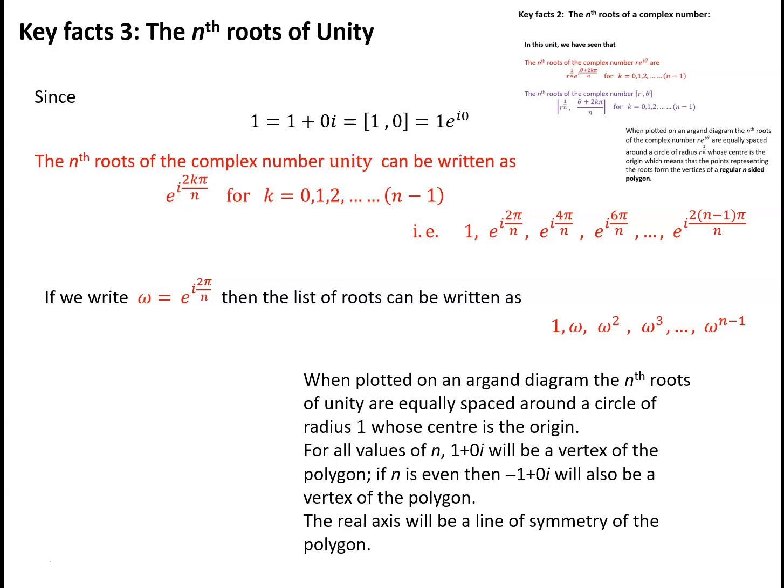And because the equation z to the n equals 1, which is what we're solving when we're finding the roots of unity, is a real polynomial, then the complex roots will appear as complex conjugate pairs, so the real axis is going to be a line of symmetry of the polygon.